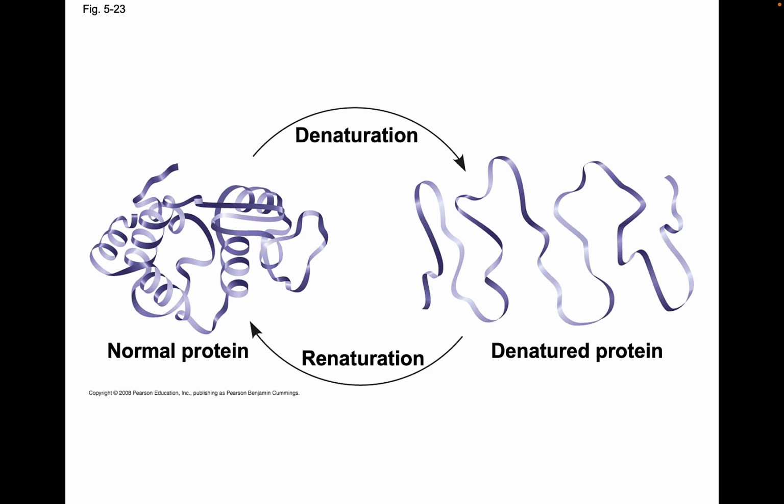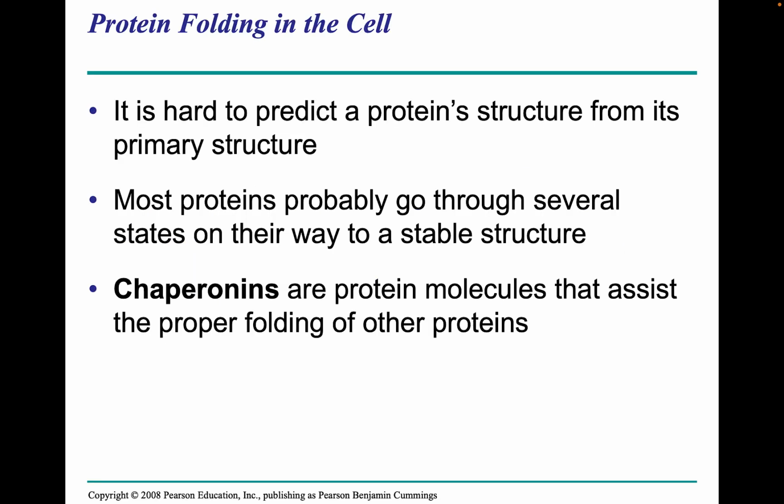In fact, most proteins go through a sequence of changes in shape before they reach their mature configuration, and they can't do it alone. There are protein molecules called chaperonins. The original chaperonins were called HSP70. HSP70 stands for heat shock protein 70, the 70 meaning 70 kilodaltons.